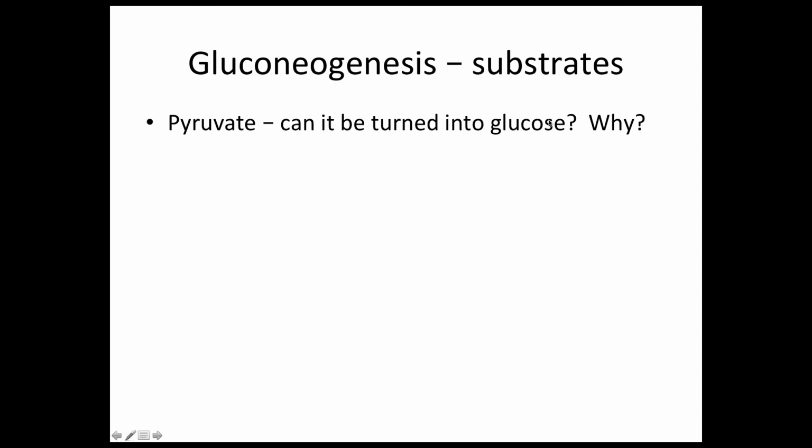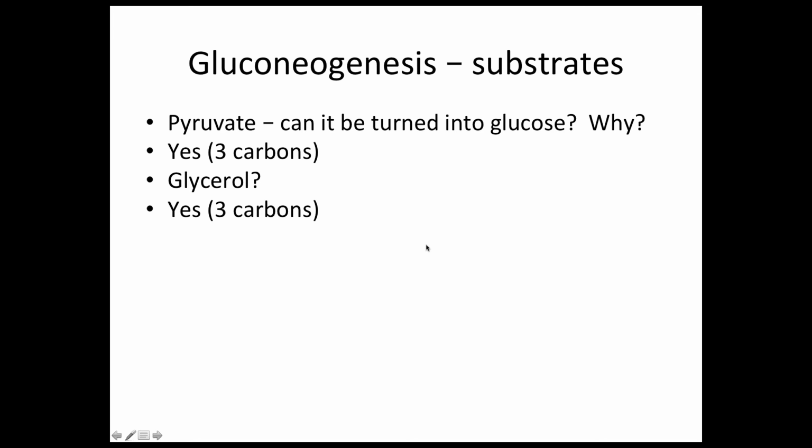So for gluconeogenesis, so it's a substrate. This was always confusing. Can pyruvate be turned into glucose via gluconeogenesis? Yes or no, and why? Heidi, what do you think? Yes, because it's a 3-carbon chain. Very good. Exactly. The reason is, again, we said it has to be 3 carbons or more. In a very big picture sense, if something is 3 carbons or more, it can be turned into glucose via gluconeogenesis. How about glycerol? Yes. Glycerol is 3 carbons. Good.